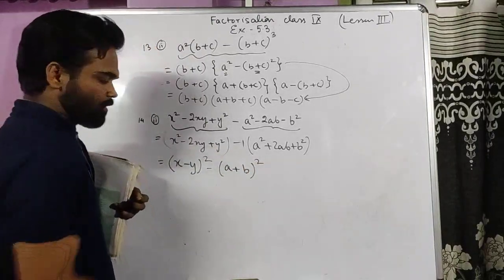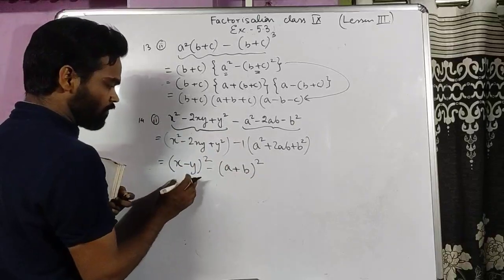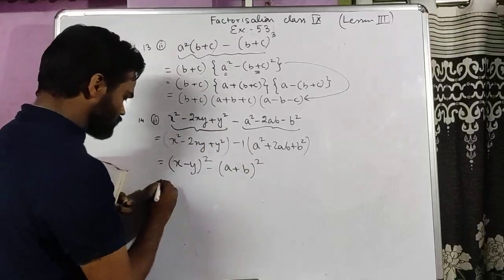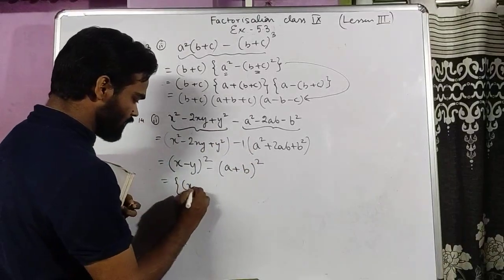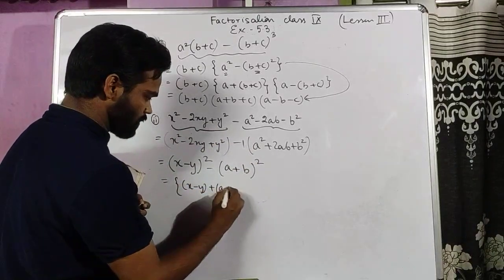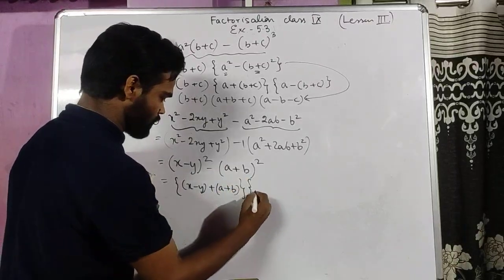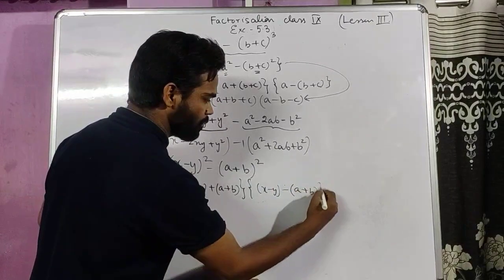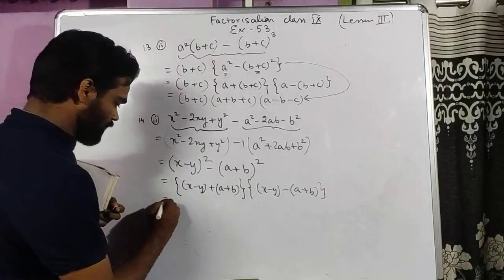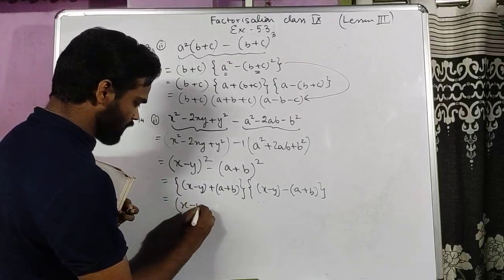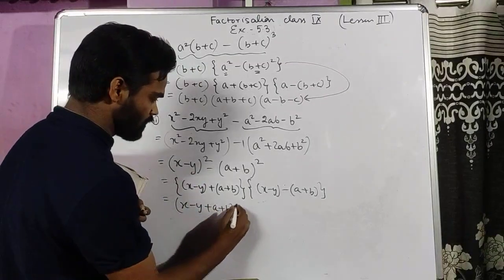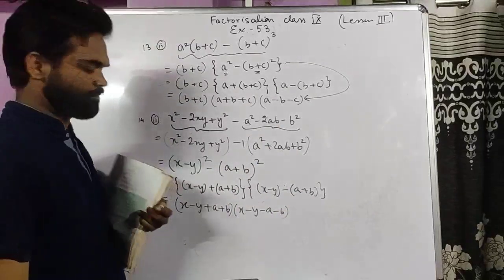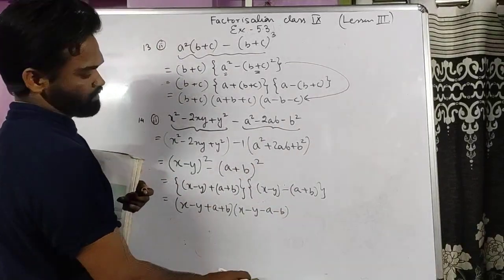Now this is the perfect square for x minus y whole square, and this is nothing but a plus b whole square. Now see, we have got this expression in the form of a square minus b square. So a square minus b square will be (a plus b)(a minus b). Now we'll open the bracket, so this becomes x minus y plus a plus b, and this becomes x minus y minus a minus b. Hence it's factorized.